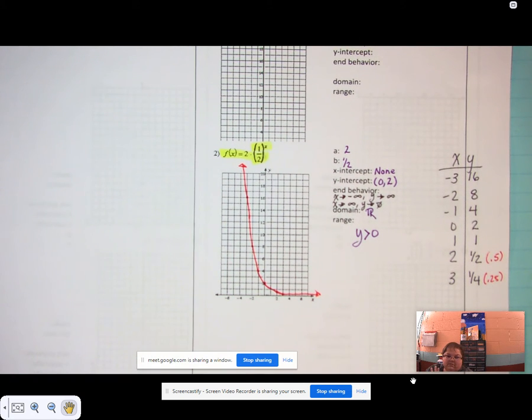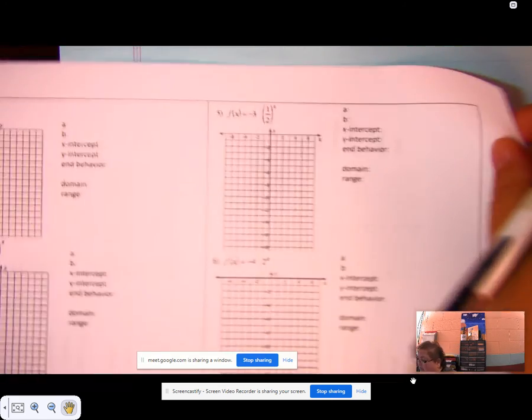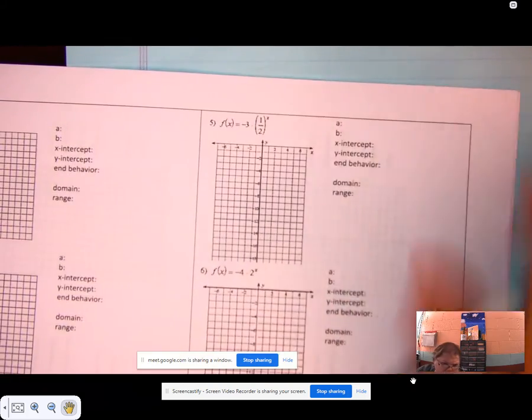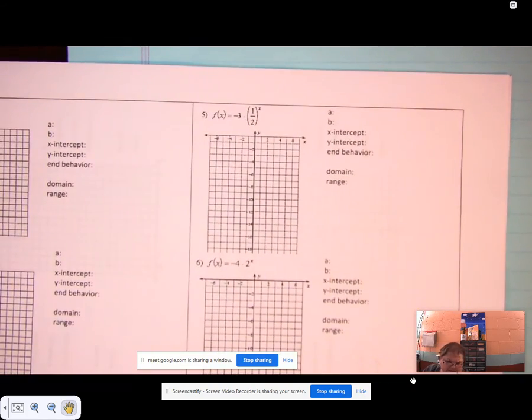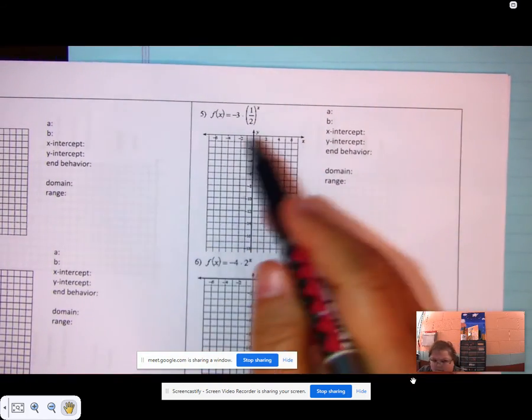Questions? Okay. No questions, we're ready to move. Okay, so let's look at one more example. And what I want to look at this time is example 5 here. Okay, I want to look at example number 5. So I'm looking at this one right here.